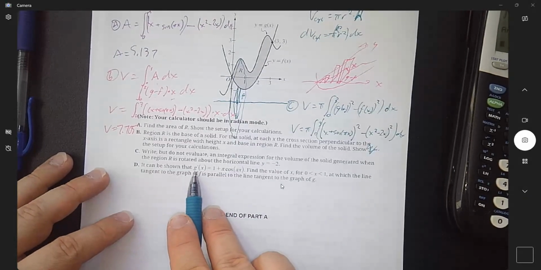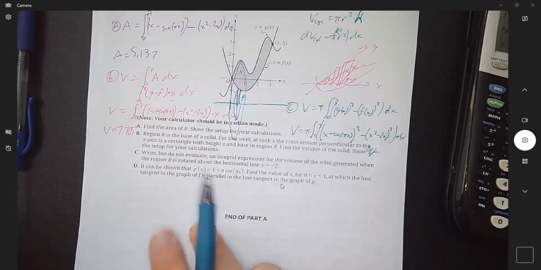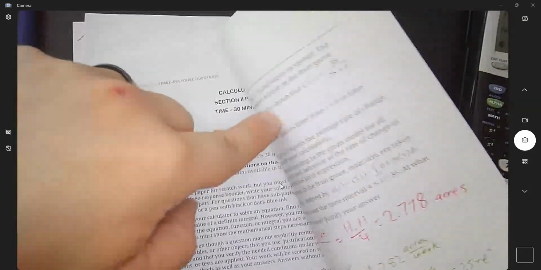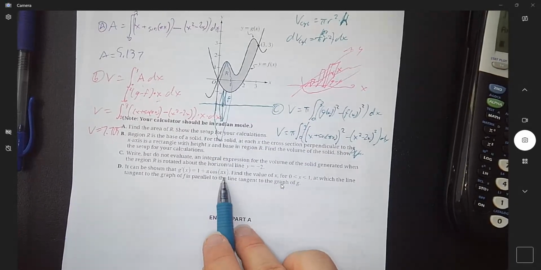It can be shown that the first derivative, can people not just take derivatives on their own? You can take the derivative on this one too. It's like, it can be shown that. Well, okay. All right, thank you for giving me the derivative of g.